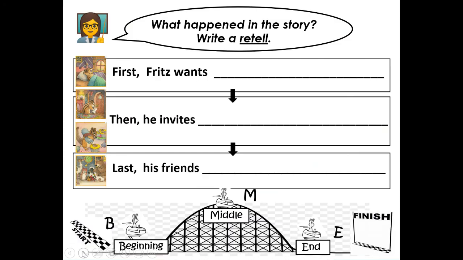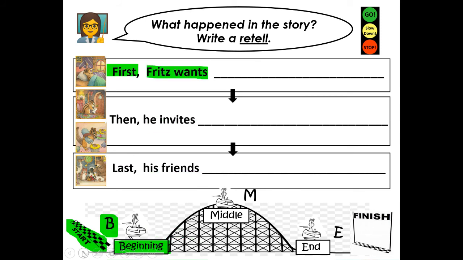So again, we're going to say what happened in the story, write a retell. We're using our traffic signal colors. Green means go. You're going to first retell the beginning of the story or the start. So you're going to write first, make sure you have a capital F for first. First, Fritz wants. He wakes up and what does Fritz want to do?